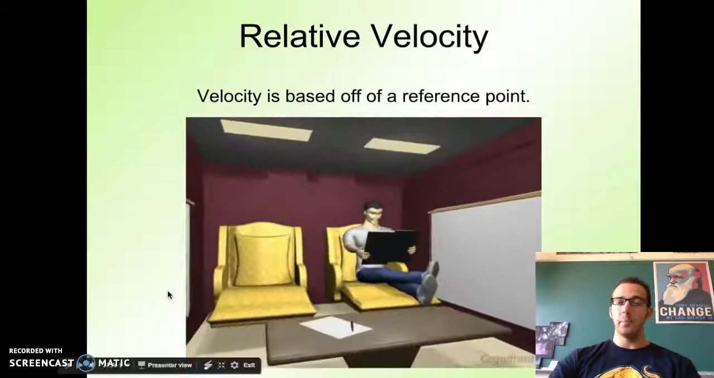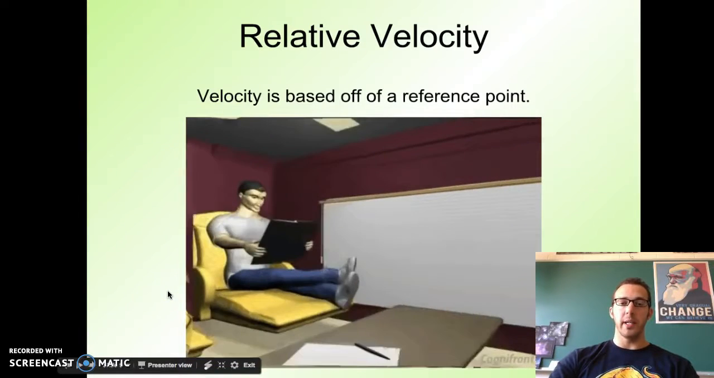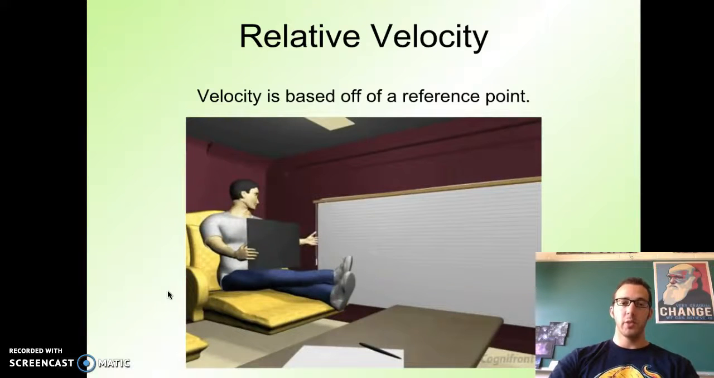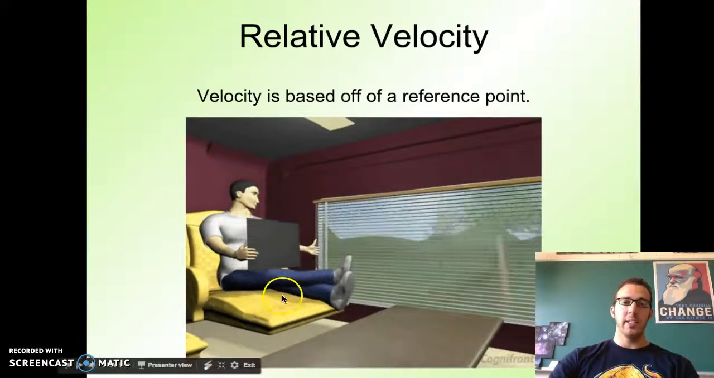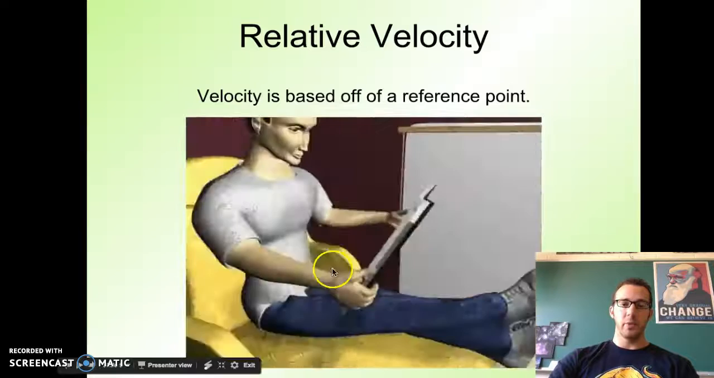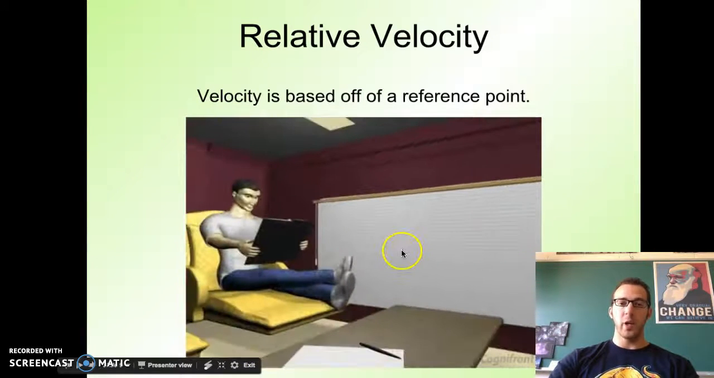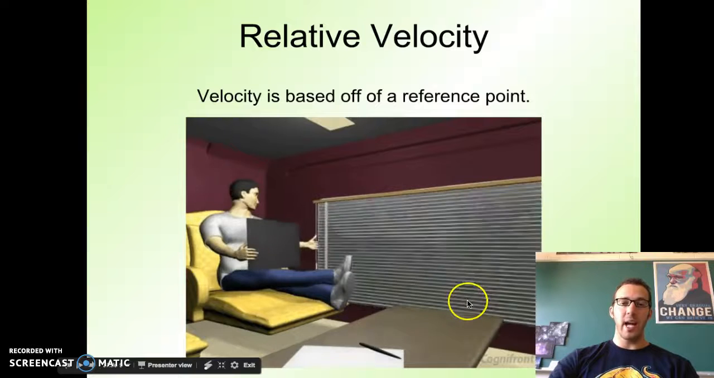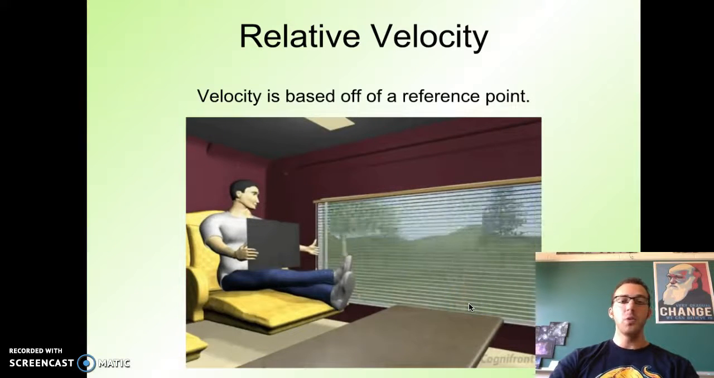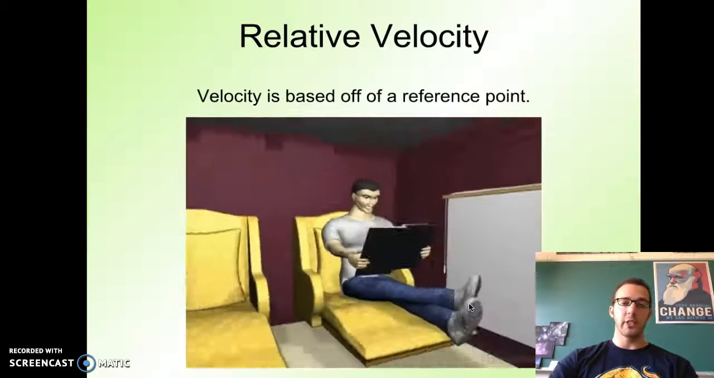Relative velocity. It's important to know that velocity is based off of a reference point. So in this particular picture, initially it just looked like somebody was sitting in a room. They're not moving at all. Their chair's not moving. Their book's not moving. But when they open the window, you can see that they're actually on a train. And they're moving quite quickly because you can see the trees going by.